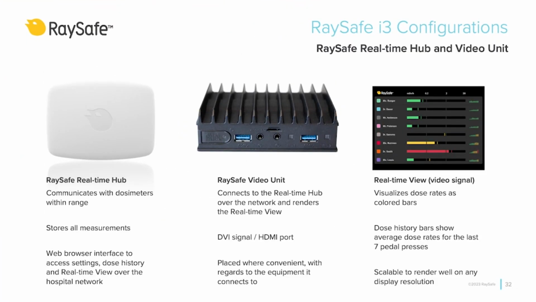The OSD system mainly consists of 2 different units. One is the real-time hub, which is mounted somewhere in the operating room. It communicates with the dosimeter and stores all the data. Data is sent to a video unit, usually placed in the X-ray system's technical room. The video unit is connected to the X-ray system and enables visualization of colored bars on the big screens in the operating room.